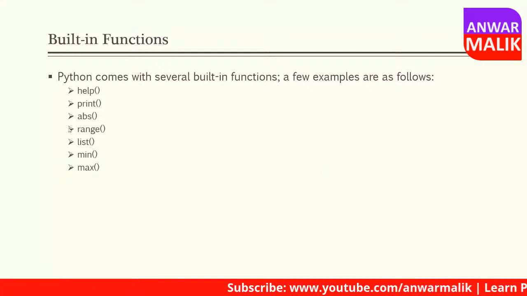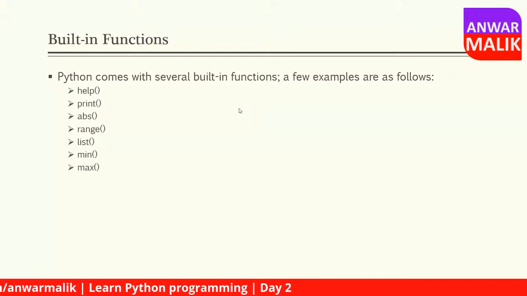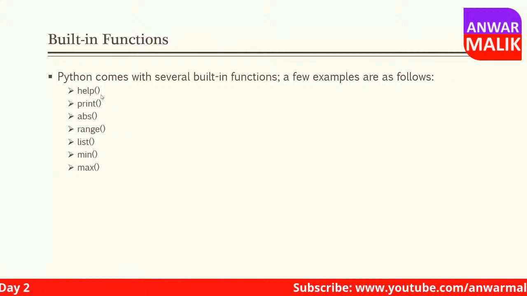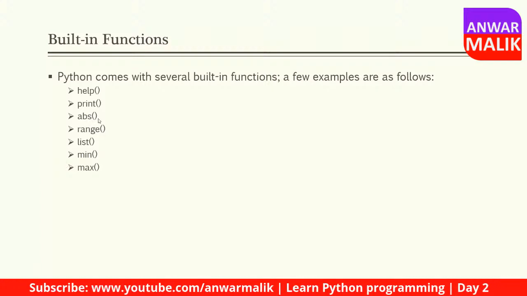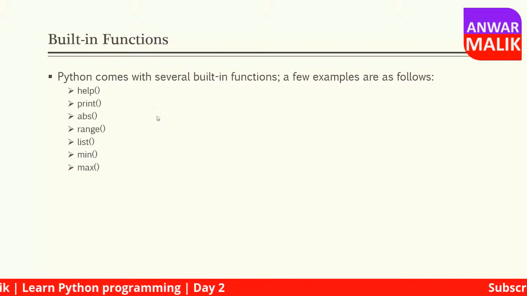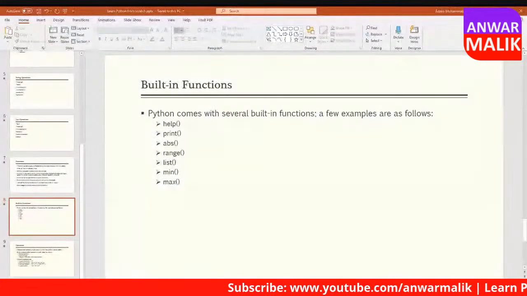So we will look at some of the examples of functions given by Python to you. Here are some examples. You can see you can have a help function, print. ABS means absolute of a number. Then you have the range function. We will go through all these functions now. So let me move towards my Python interpreter.